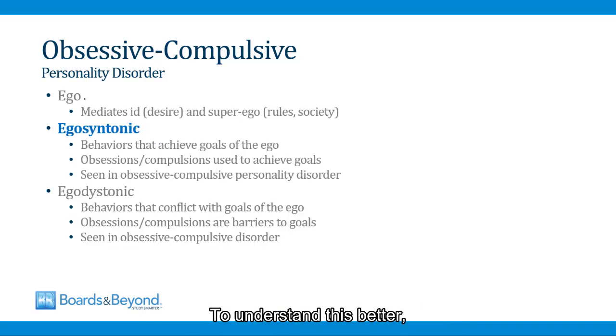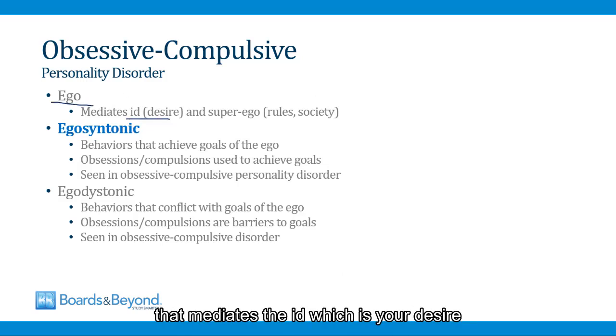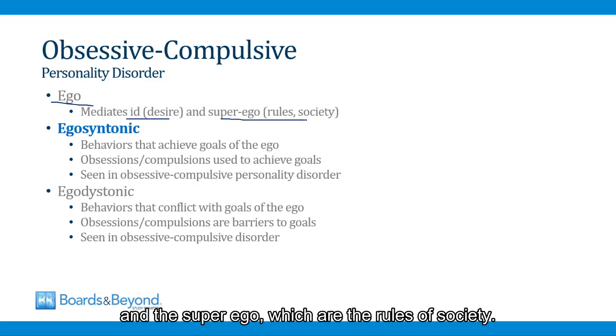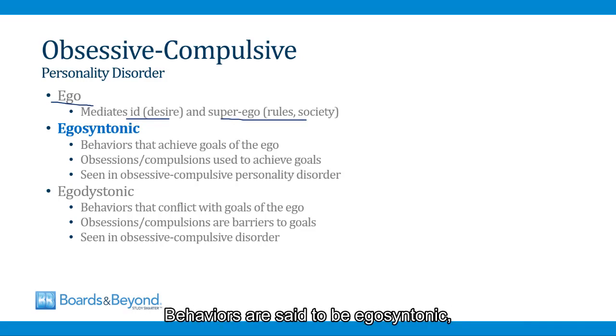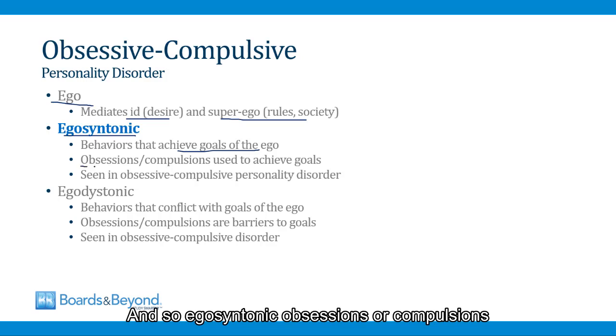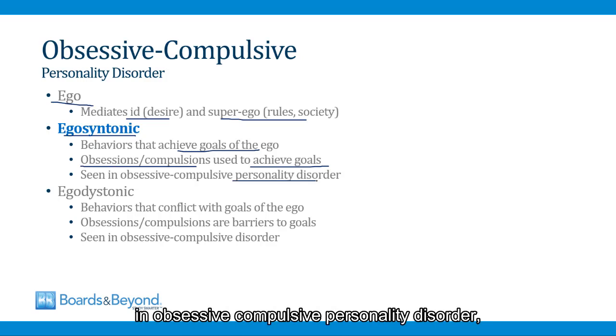To understand this better, we have to define some terms. So the ego is the part of your consciousness that mediates the id, which is your desire, and the superego, which are the rules of society. So the ego reconciles the id and the superego and comes up with a plan for how you're going to achieve the things you want to achieve in your life. Behaviors are said to be ego-syntonic if they achieve the goals of the ego. And so ego-syntonic obsessions or compulsions are used to achieve goals. And this is what you see in obsessive-compulsive personality disorder.